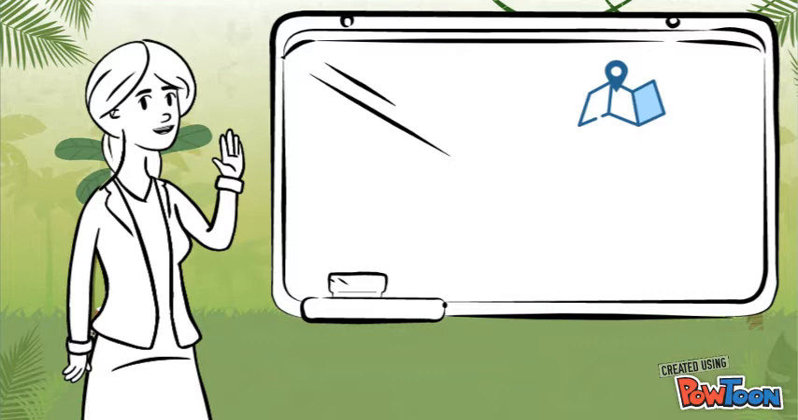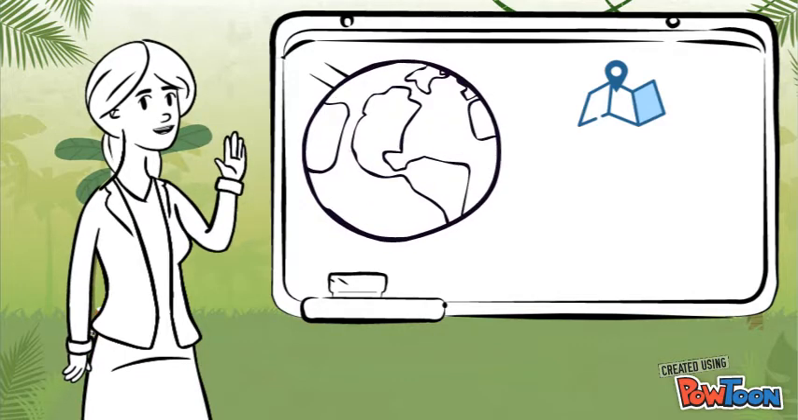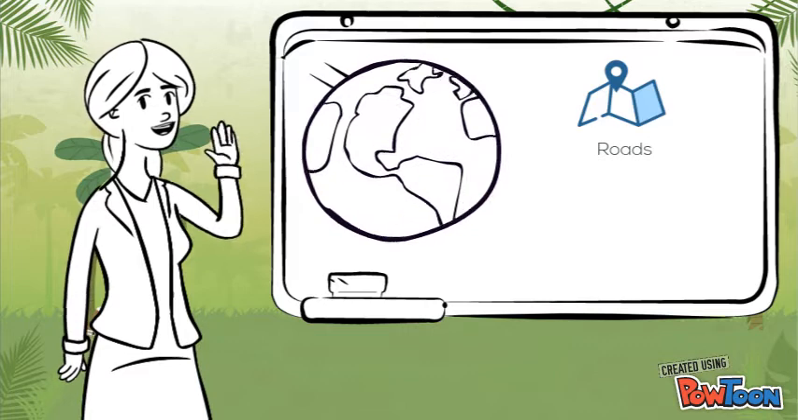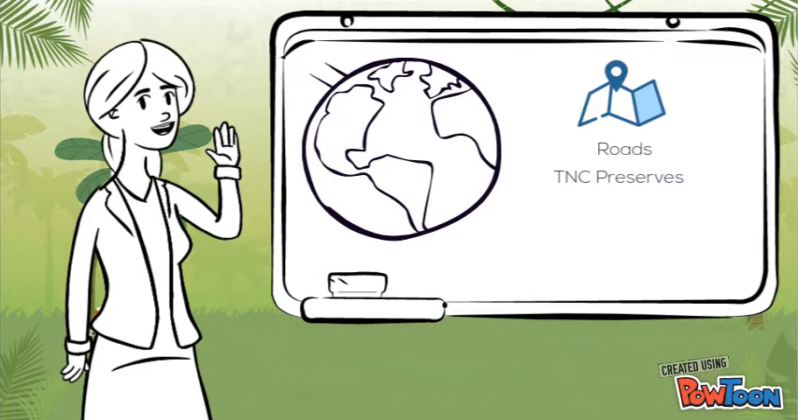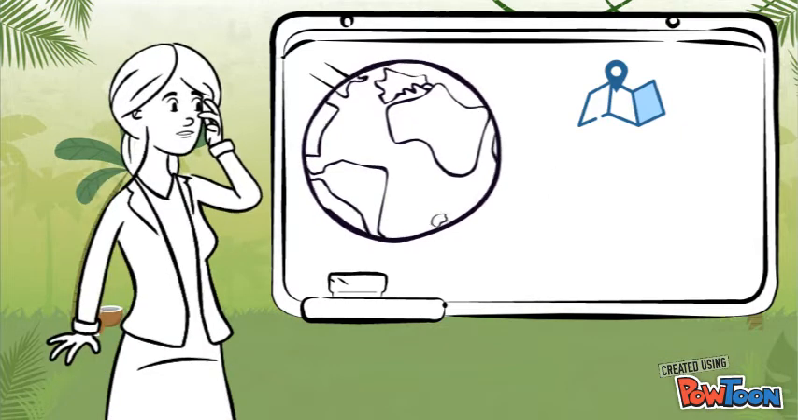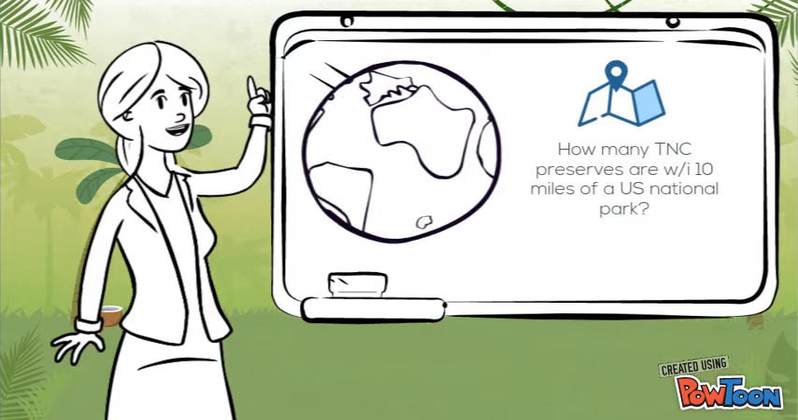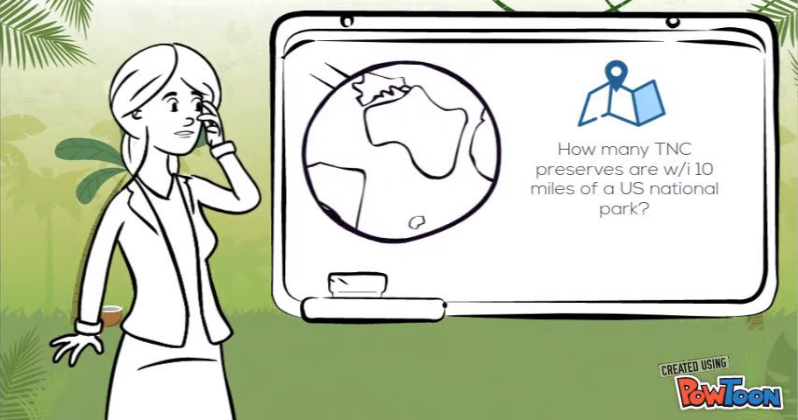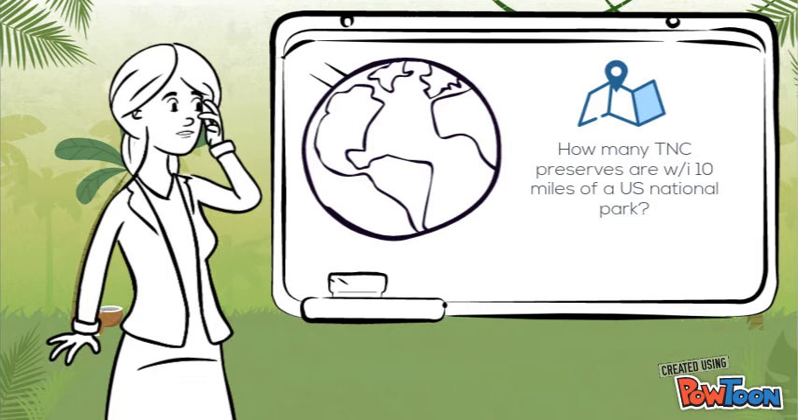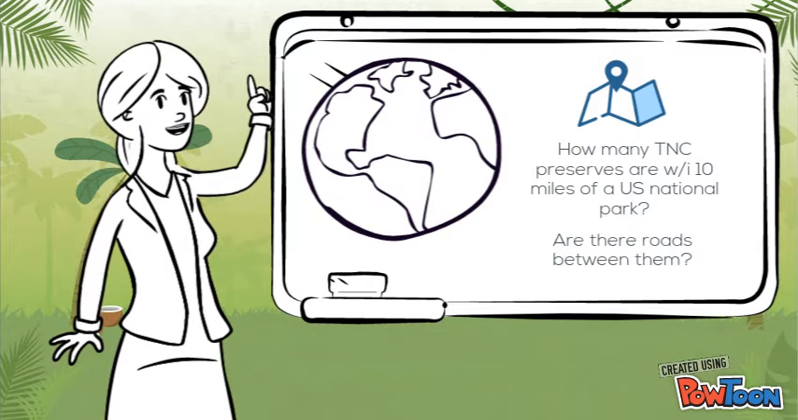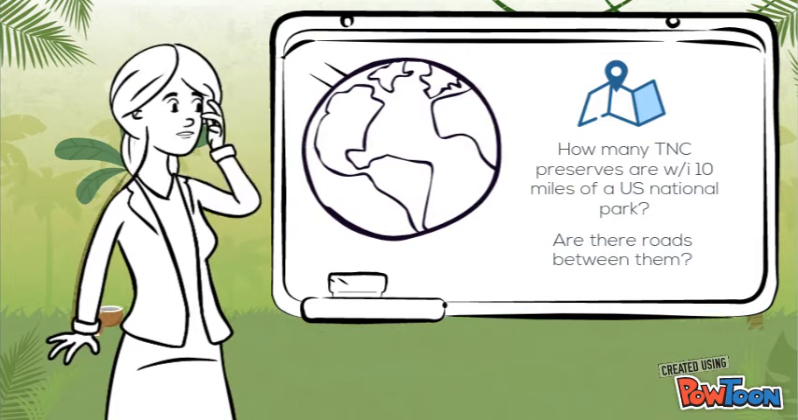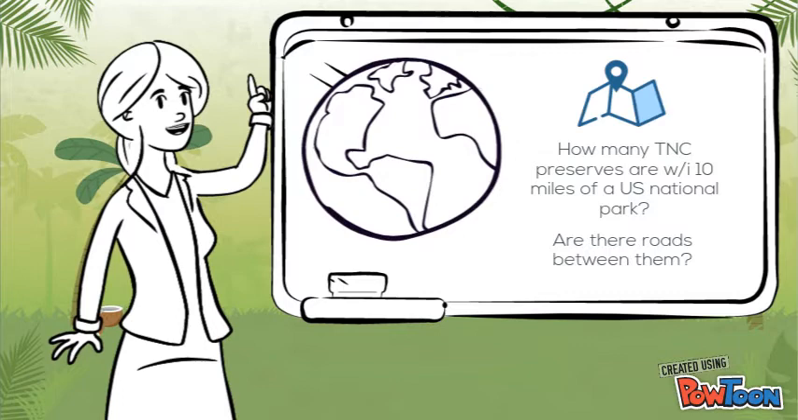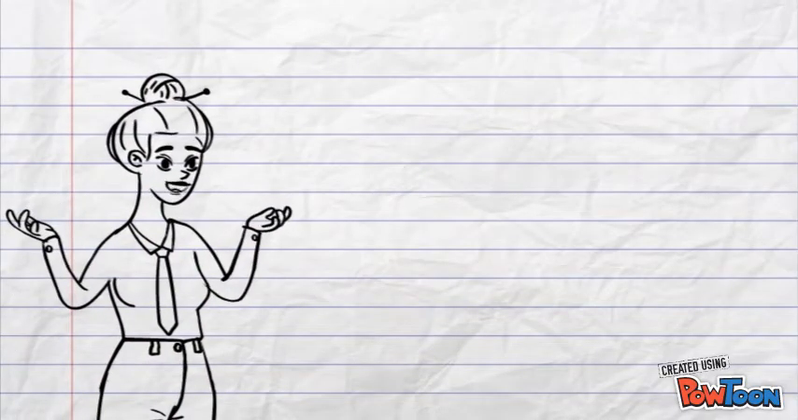For example, with GIS, we can see a base map of the U.S. We can add a layer which shows us the network of roads across the country. We can also add a layer showing nature conservancy preserves and U.S. national parks. With this information, we could ask how many nature conservancy preserves are located within 10 miles of a national park? Is that distance bisected by any major roads or highways? This question allows us to make predictions about the potential for species migrations between protected areas. GIS allows us to ask important conservation questions of various data sets.